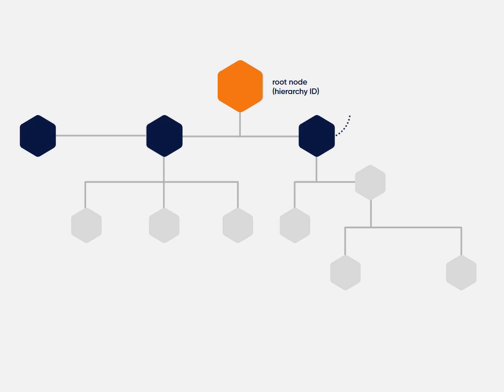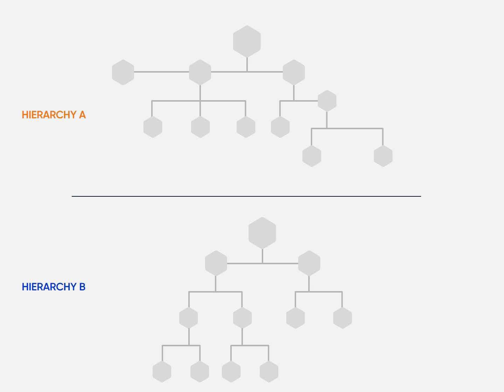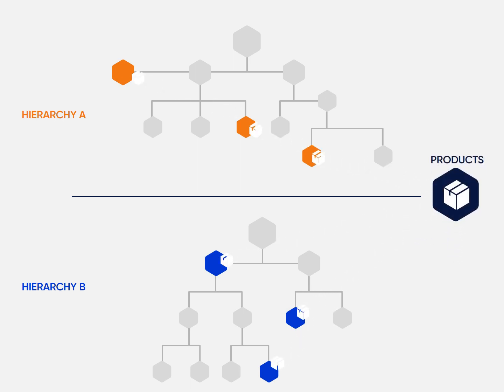A node within a hierarchy can have one parent and 0 or more children. When you create a node, you can specify its parent node. If you choose not to, it will, by default, be a child of the root node. A product can be associated with multiple nodes and multiple hierarchies. So, once you have defined your hierarchies, you can associate products with any one or more of these nodes.